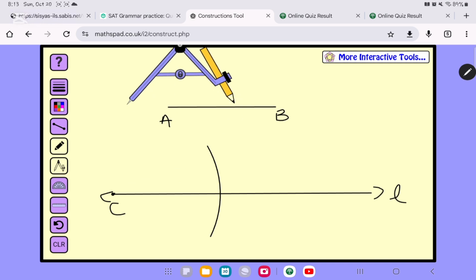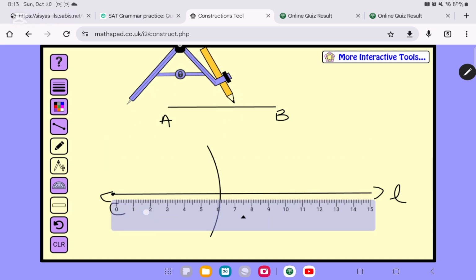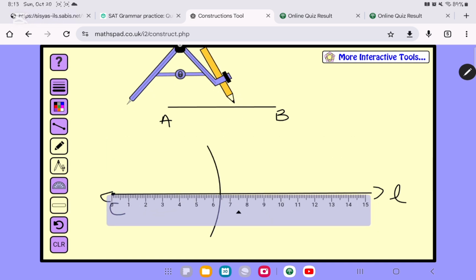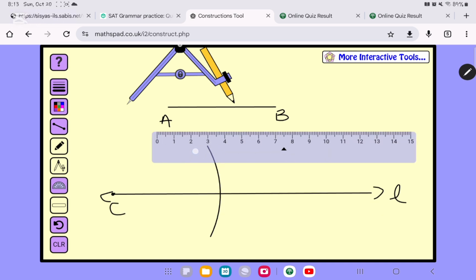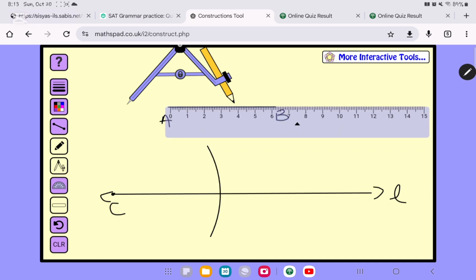And just like that, if you measure the length of this, it's approximately 6.5, a little bit less. And you measure the length of this, it's also approximately 6.5 and a little bit less. So you see, they are the same measurement and we did it without using a ruler.